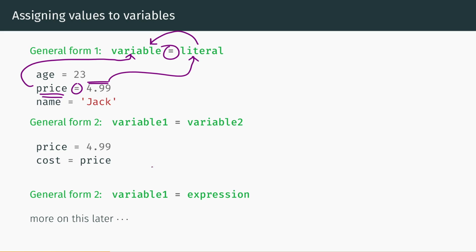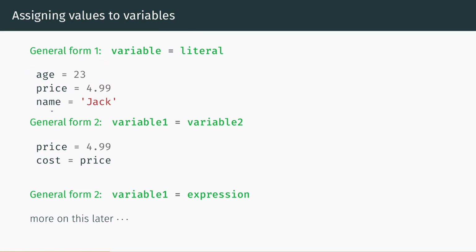In the third example, we have name equals Jack. Again, Jack is a literal. The value of Jack does not change, it stays the same. Name is the variable, and you have an equal to in the middle. So that's the first way of assigning values to variables.